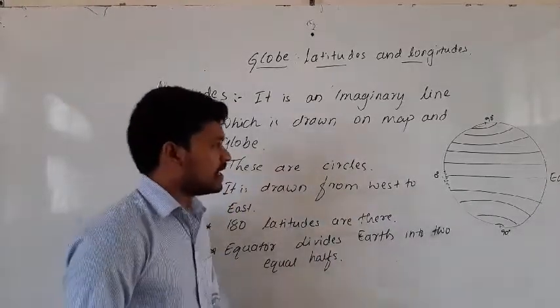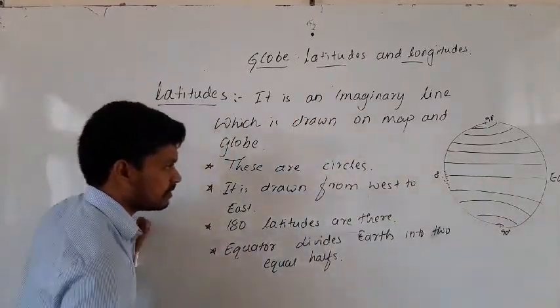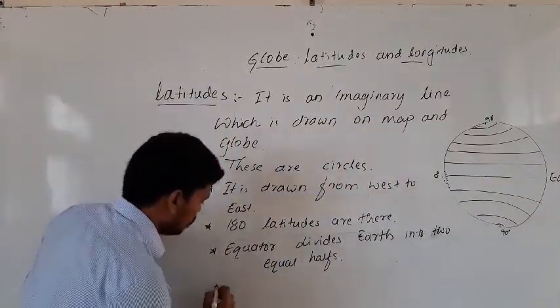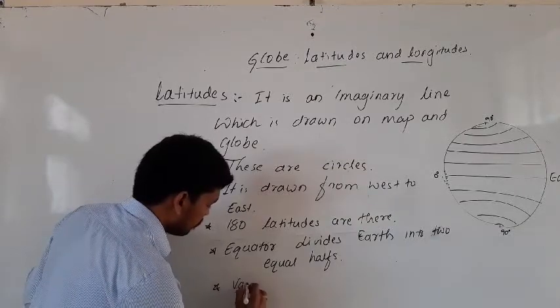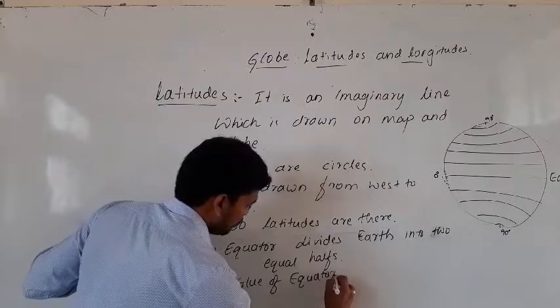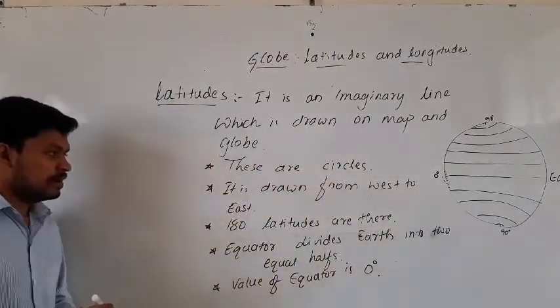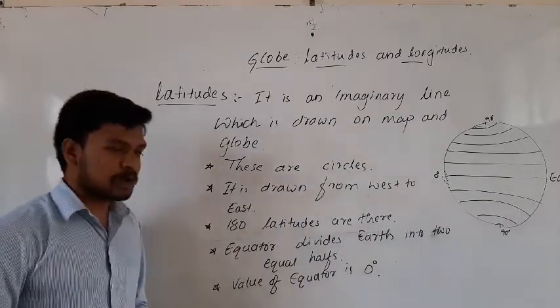This equator divides Earth into two equal halves. The value of the equator is 0 degree. So here, write down these points.